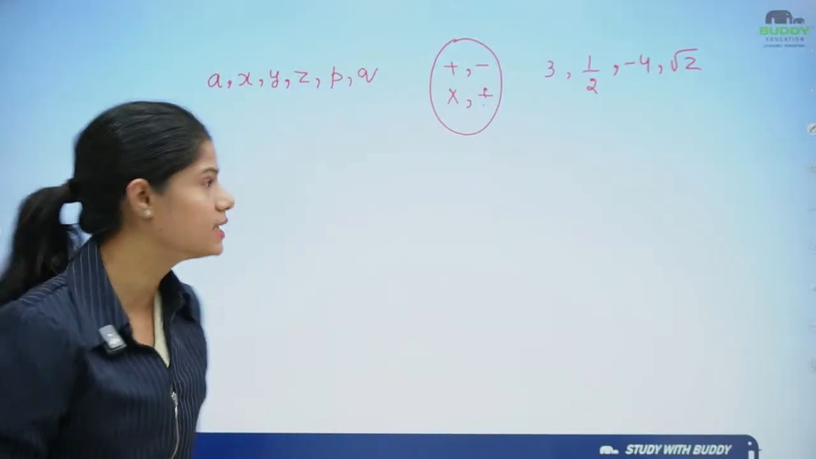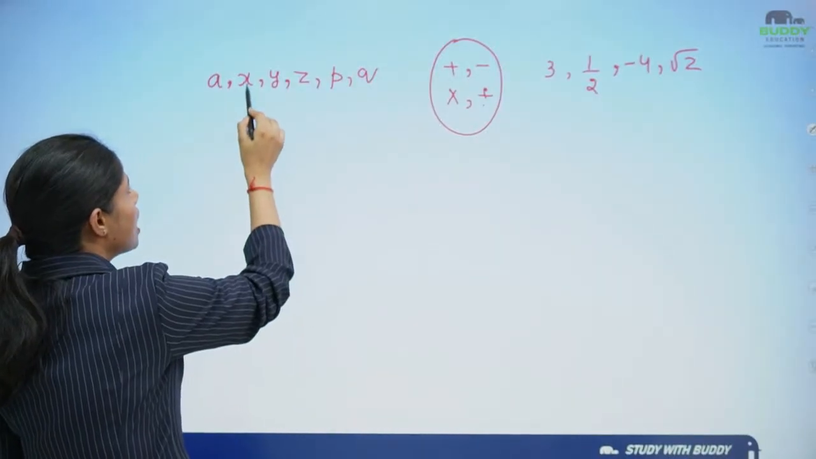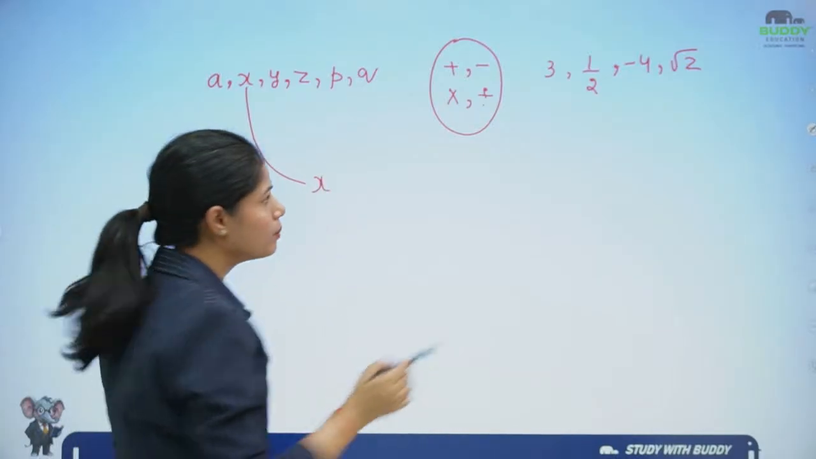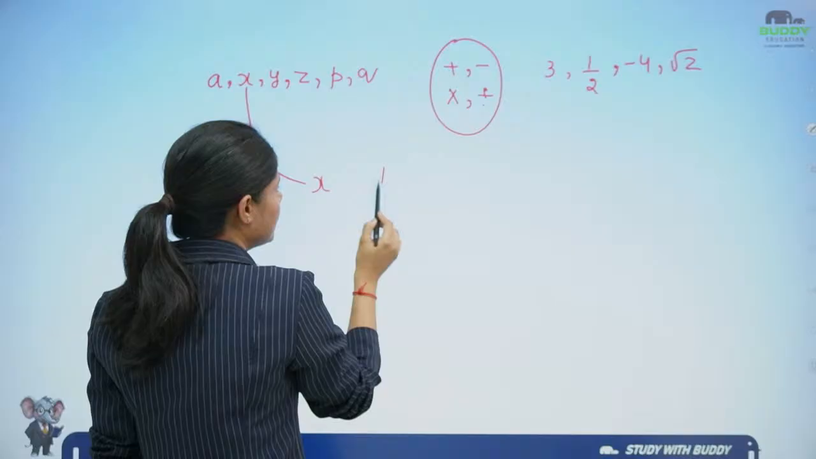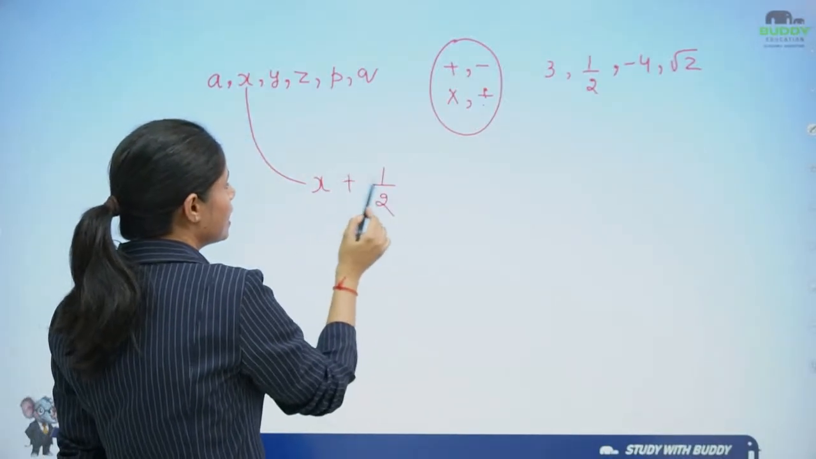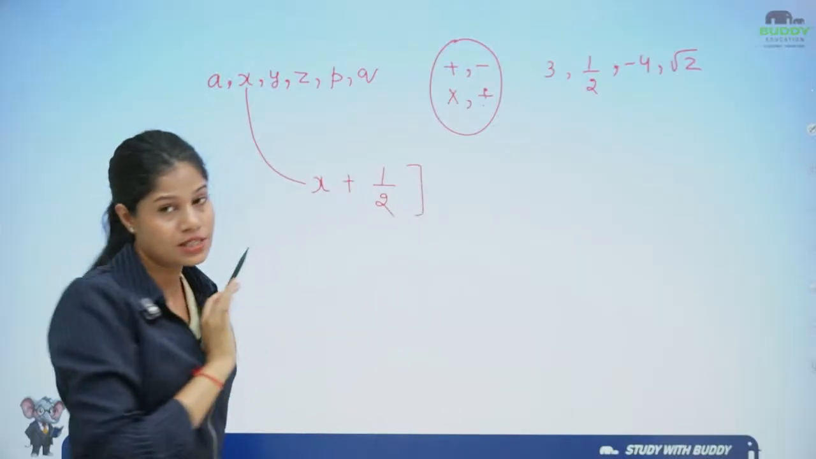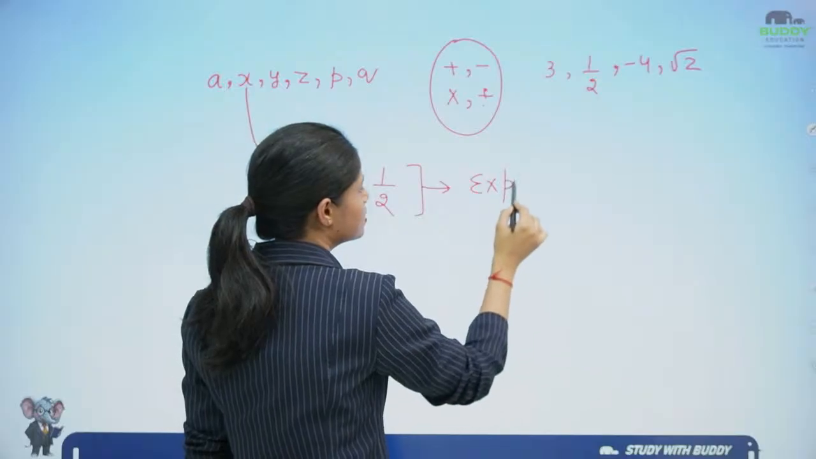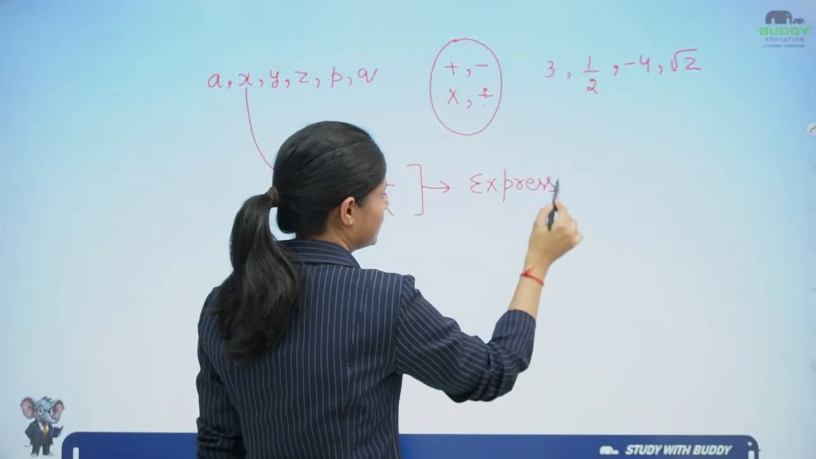How will we combine them? Just suppose I have chosen a variable x, all right, and then I have chosen the number 1 by 2, and then I have chosen the mathematical operation plus over here. Then whatever is formed is known as an expression.